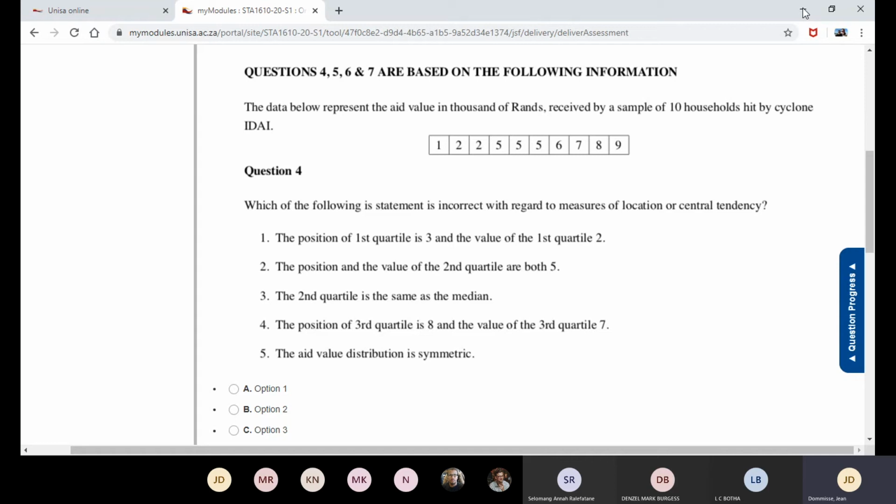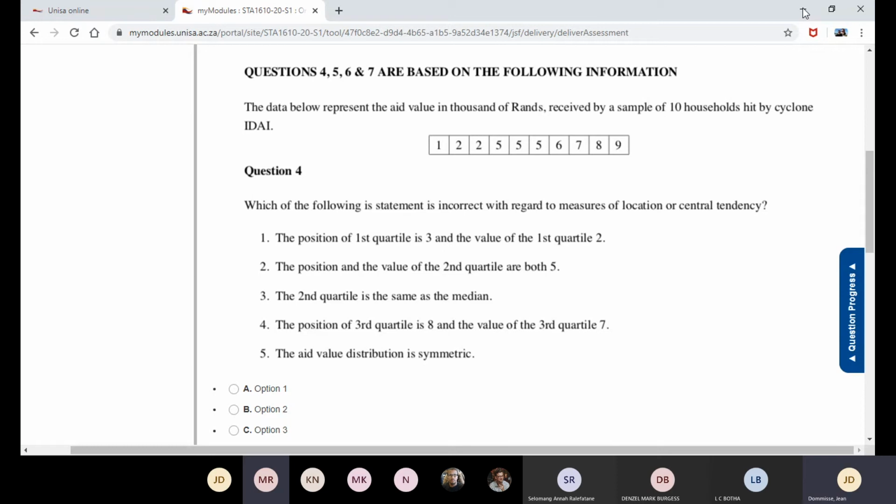So it was 1, 2, 2. How many 2s? 2 of them. Okay, 3 5s. 3 5s, 6, 7, 8, 9. 6, 7, 8, 9. Okay.